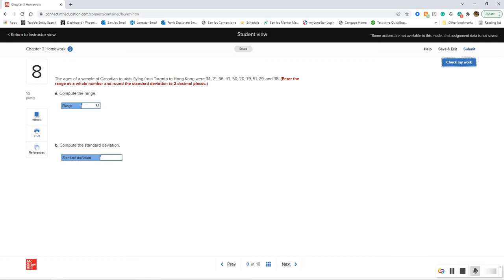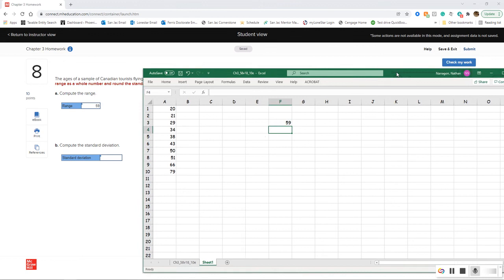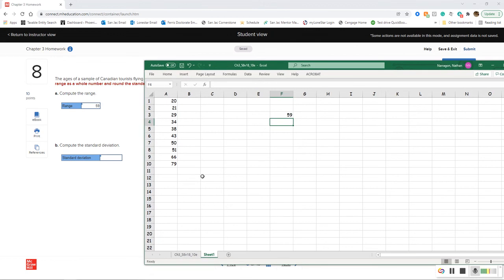Okay. Now it's time to create standard deviation. Which standard deviation is, again, the square root of the variance. So we get to have some fun. Yay! Everybody goes, yay! Yay! So, back here on our Excel, time to compute the variance.